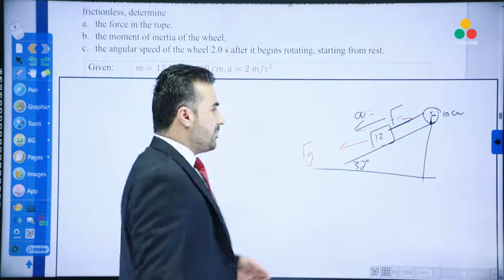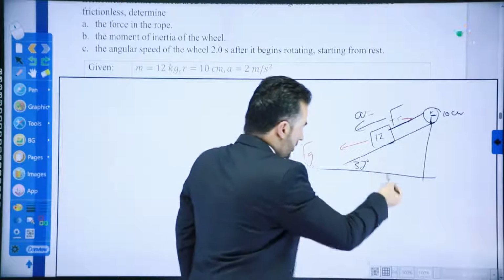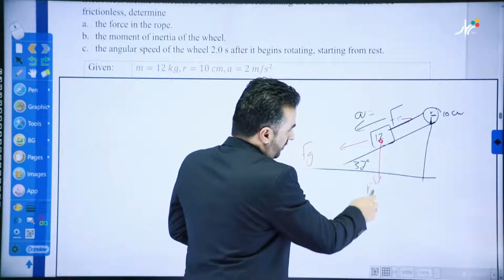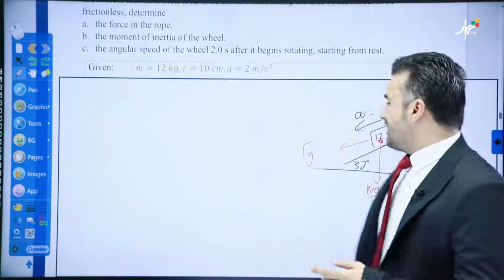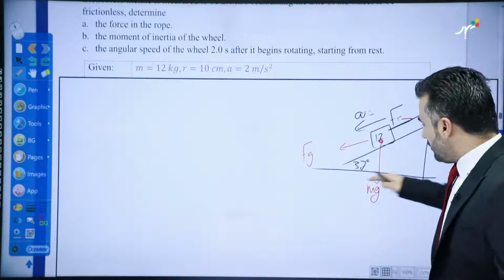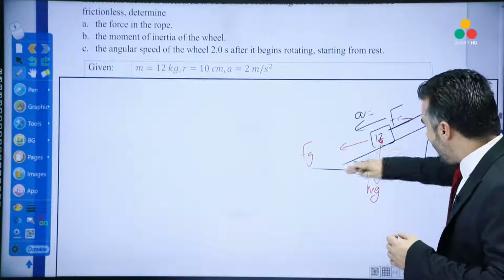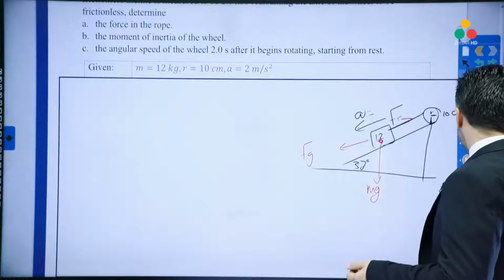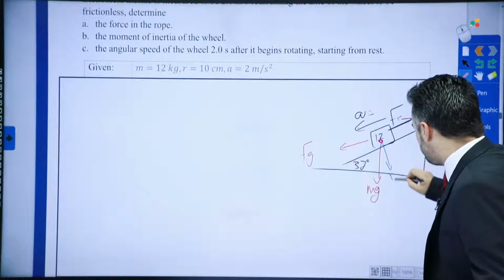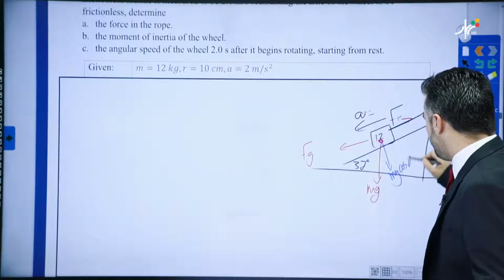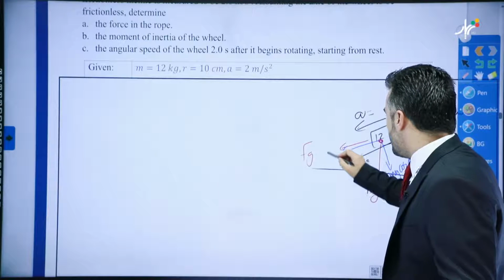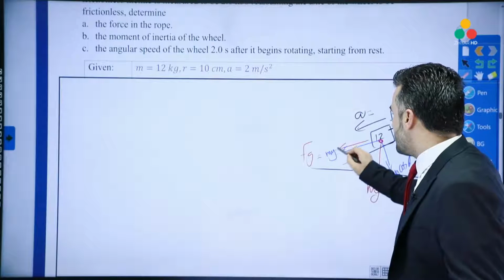But we've already learned that the mass is 12, and we know that there is a gravitational force, which you can call mg, correct? But because this mg is not perpendicular to the horizontal, there is an angle here. So of course we're going to analyze this gravitational force into two components. One of the components will be mg cosine theta, that is going to be the weight of the object. And the other is going to be mg sine theta.